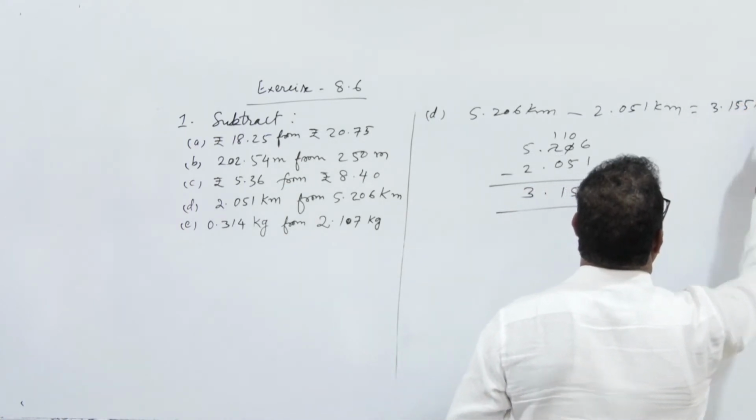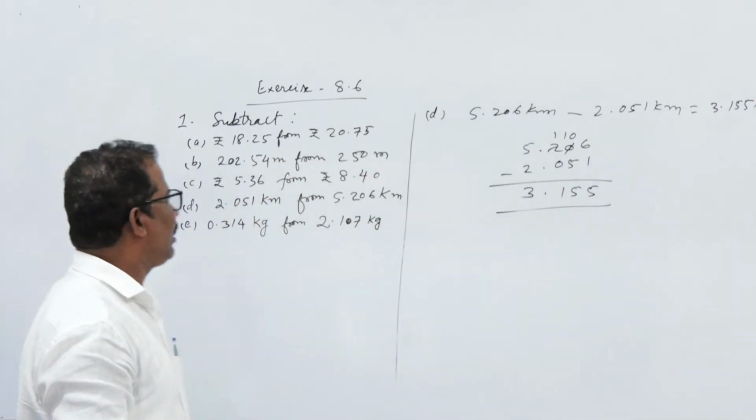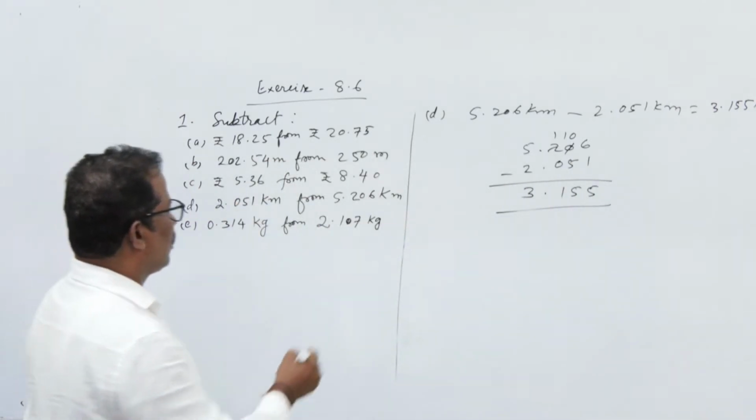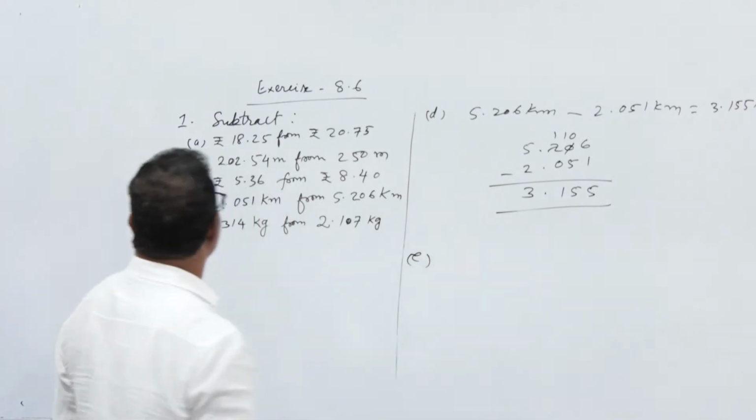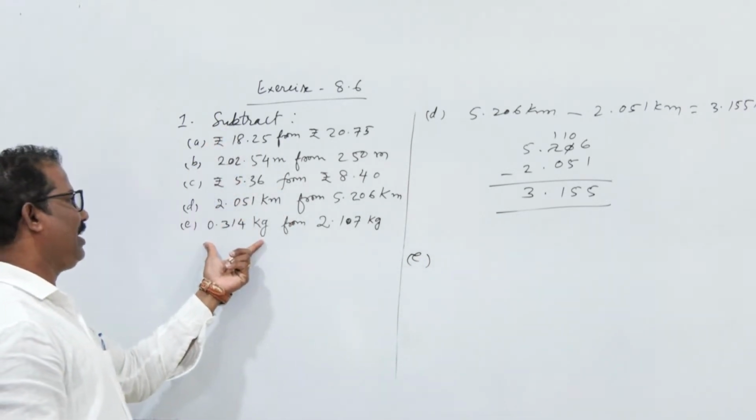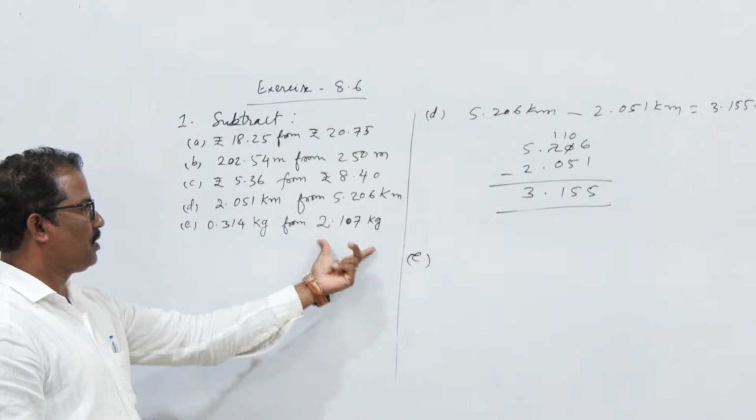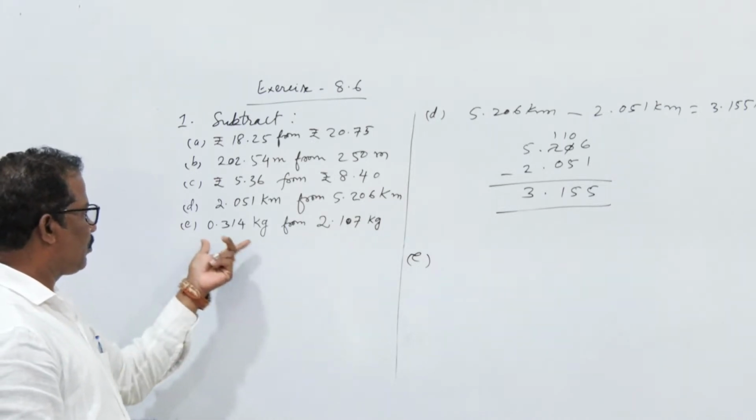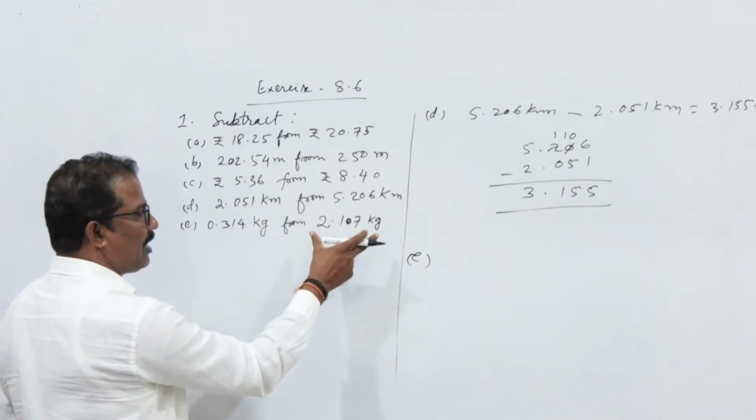3.155 kilometer. Understand all of you? Okay, the next question. Now that is E question C. Subtract this weight from this weight. That means this is the bigger weight. From this we have to subtract this one. That means in the solution we have to write this first.